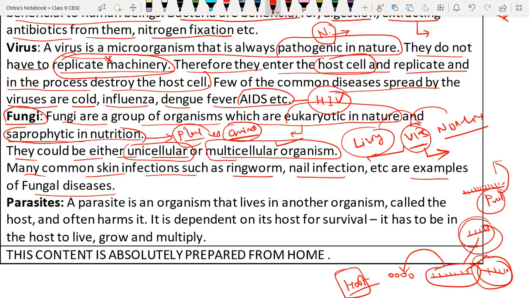Even the dandruff you feel in the hair on your head is again due to fungal infection only, which causes hair fall. Are you getting the point, everyone?